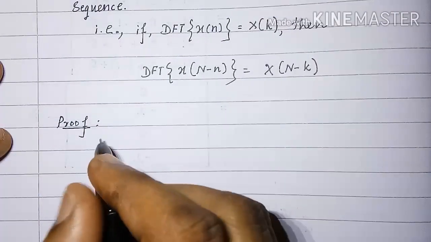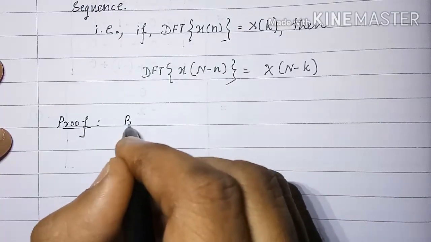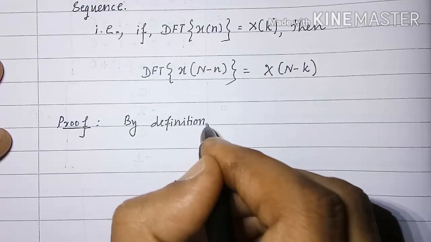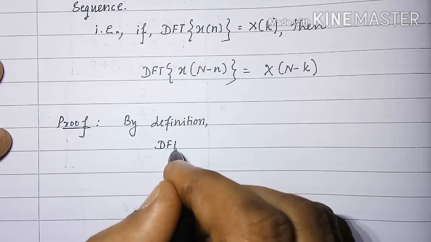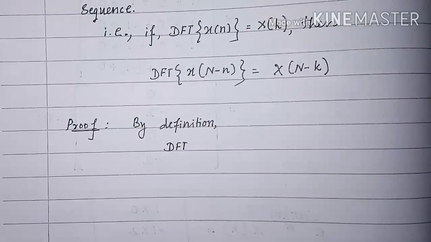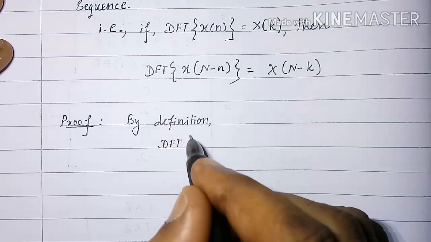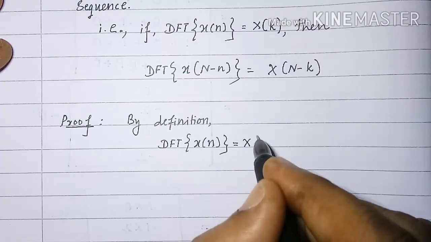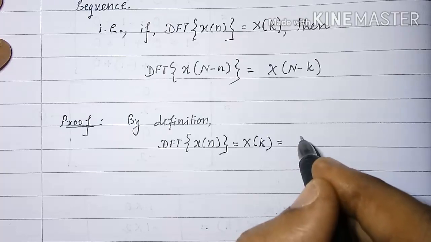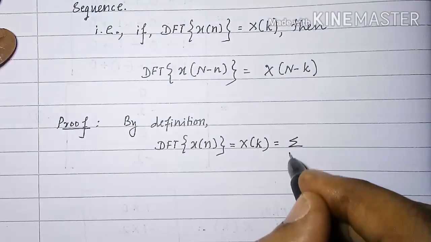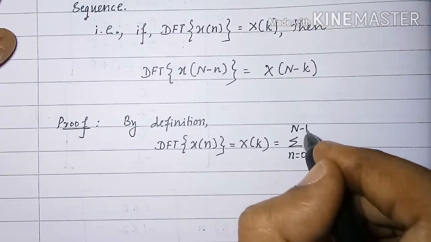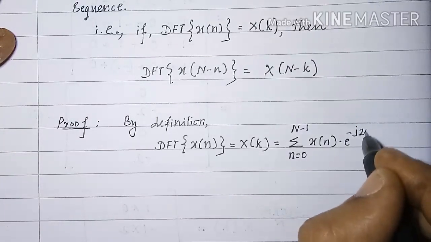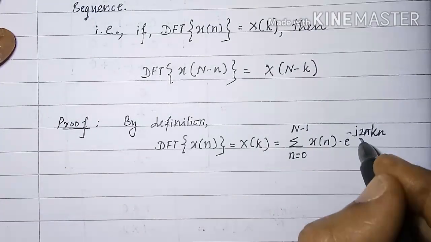Proof. By definition, DFT of x of n, that is x of k, is equal to summation n equal to 0 to N minus 1 of x of n into e raised to minus j 2 pi kn upon capital N.